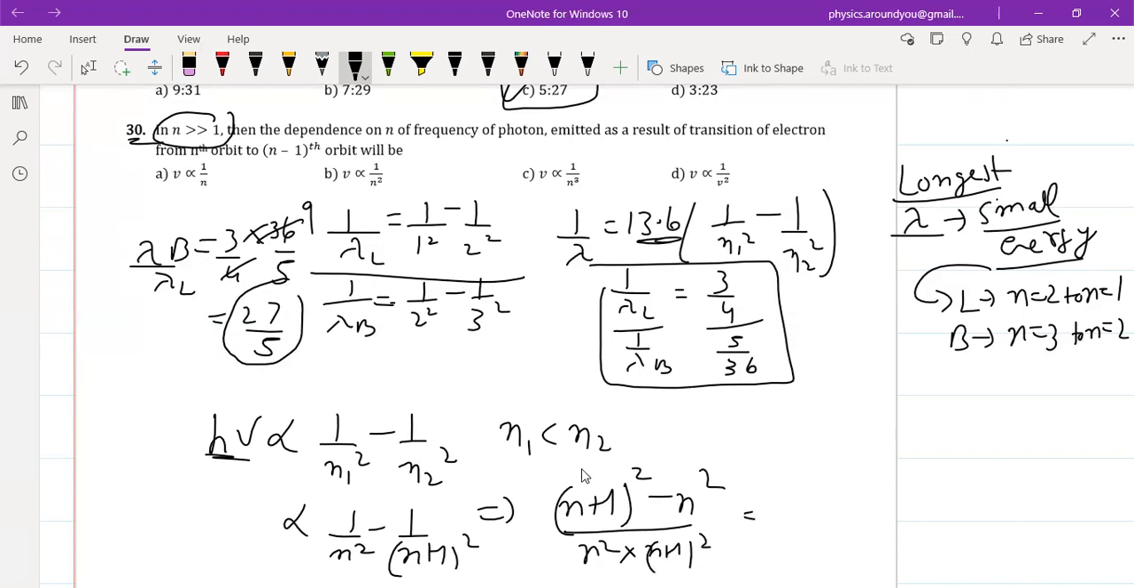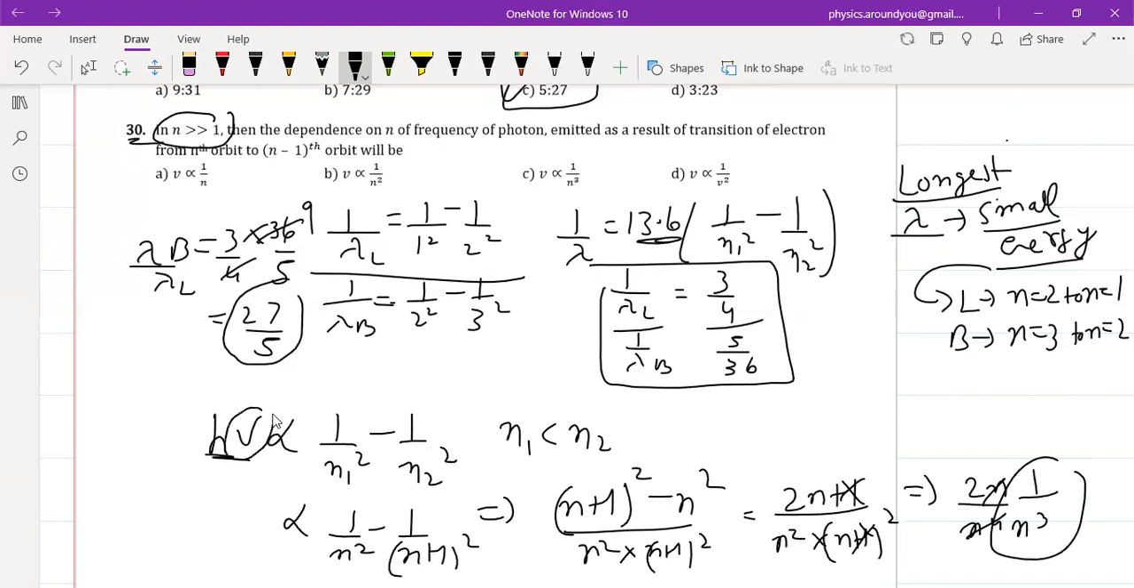A square minus b square I can use for the numerator. It is a minus b into a plus b, which is 2n plus 1 by, in the denominator, n square into n plus 1 the whole square. But we know that n is very, very much greater than 1. So I can ignore 1 wherever I see it. So it is 2n by n square into n square, which is n power 4. N goes with n power 4 as n cubed. So the frequency is proportional to 1 by n cubed. That is in option C, right?